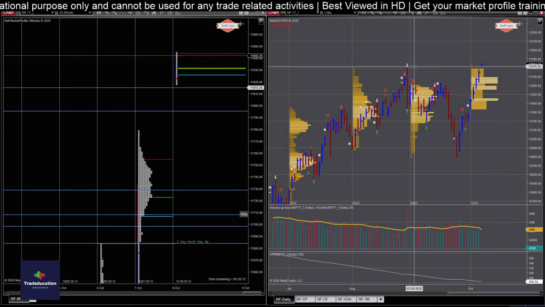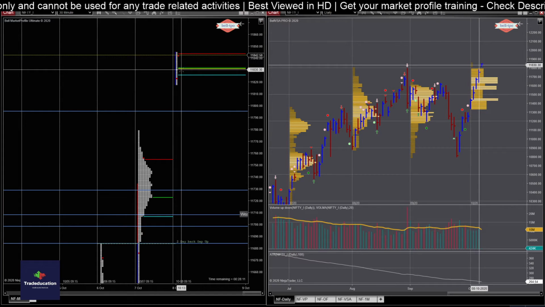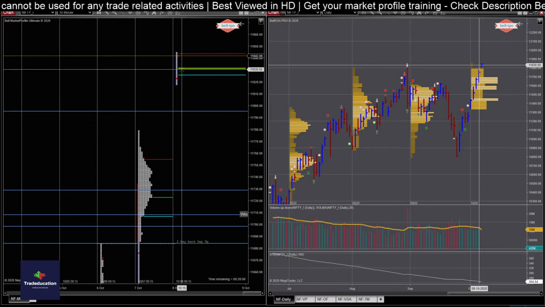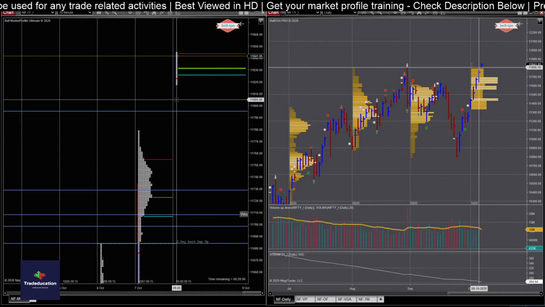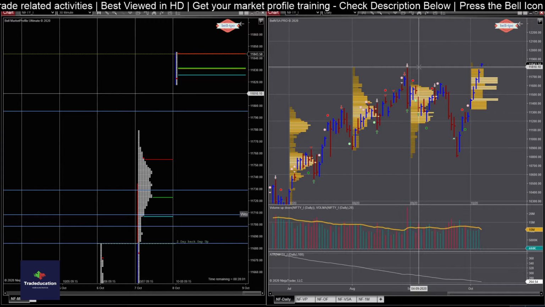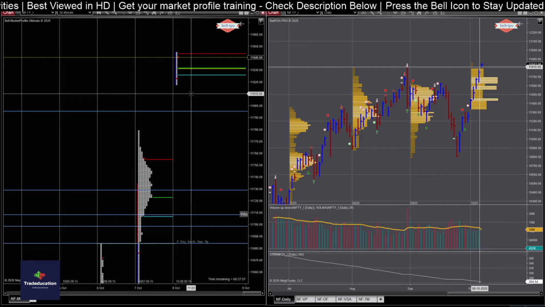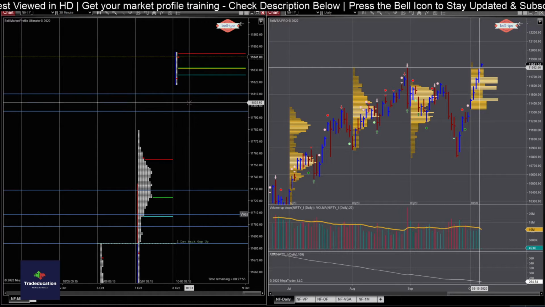This is where a lot of stop losses were hit. Stop hunting activity is currently going on. So this reference is 11,810. This is that reference line.